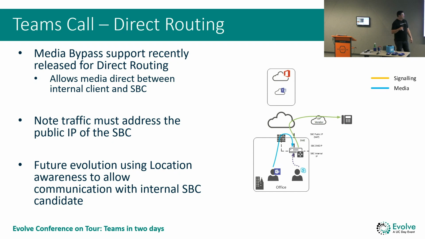There is a thing coming at some point where, using a version of location-based routing, you can define what your internal subnets are for your clients, and then when the Teams service sees that the client is on one of your internal networks, it will allow the SBC to provide an internal candidate for media as well. So that's when we will have true media bypass, in that an internal user will talk direct to the internal interface on the SBC in the same way that Skype used to be able to do. So this version of media bypass is a halfway house. It means that we don't have to have stuff going over the internet, but just plan accordingly for it.